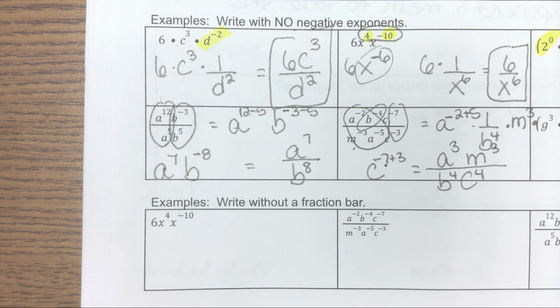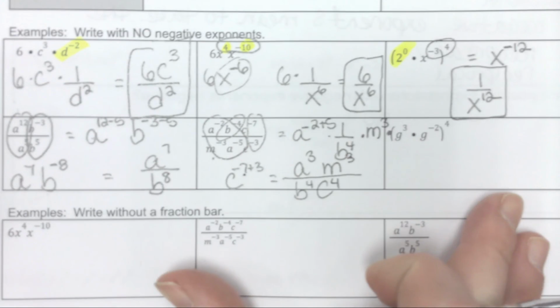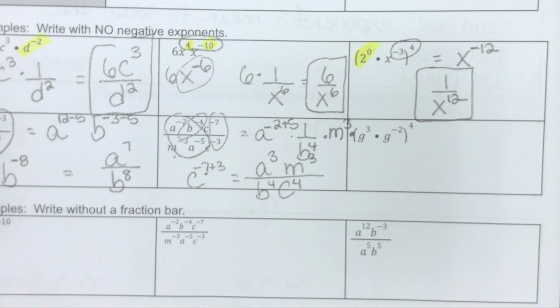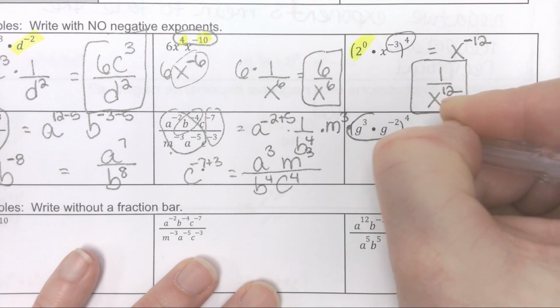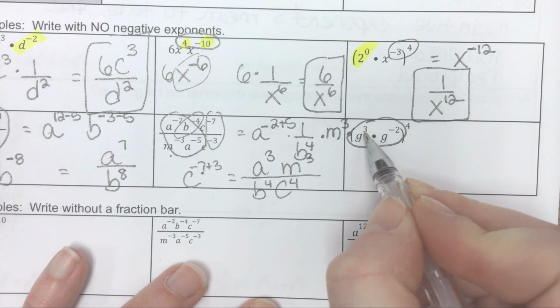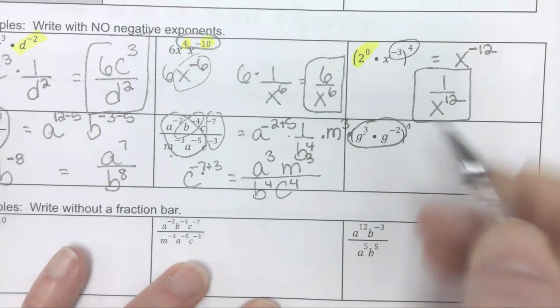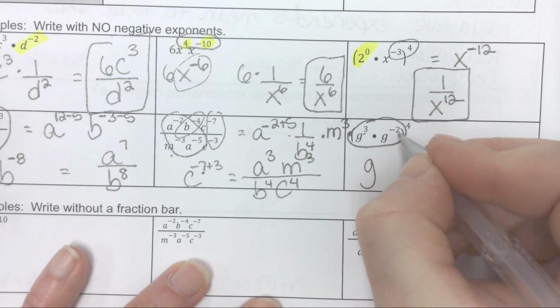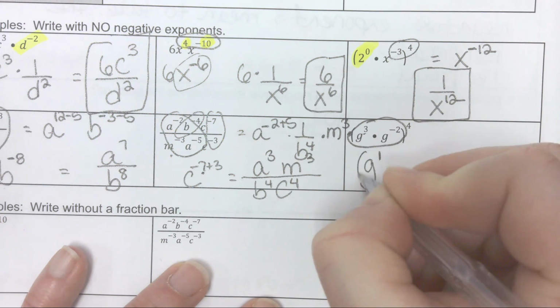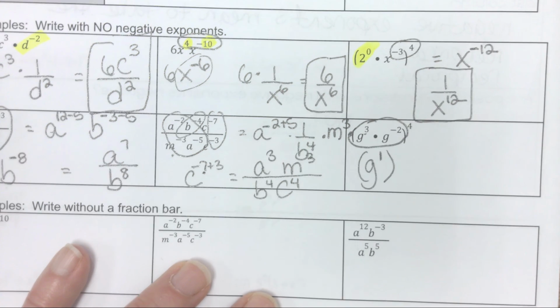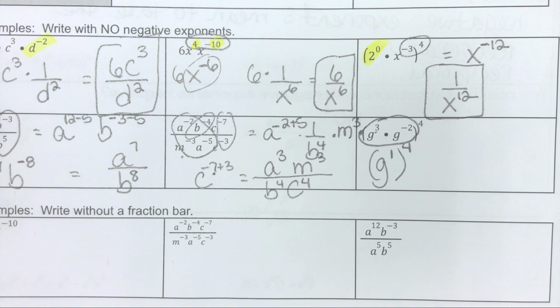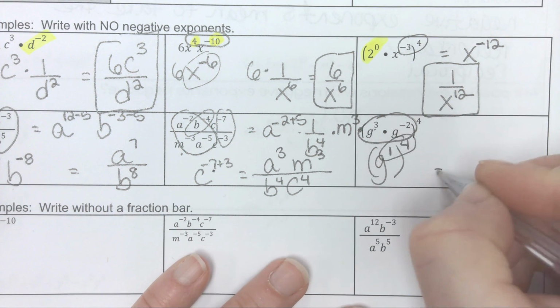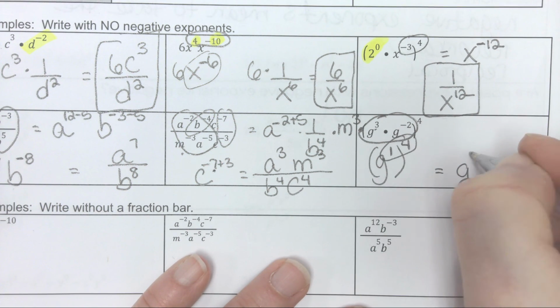Okay, last example. Power to a power. When you have a power to a power, you're going to multiply your exponents. But first, let's add the exponents. So what's in the middle is g to the 3 plus negative 2, which is g to the 1st. Agreed? And then it's raised to the 4th. What do I do with my exponents now? Multiply them. So that's g to the 1 times 4, or g to the 4th.